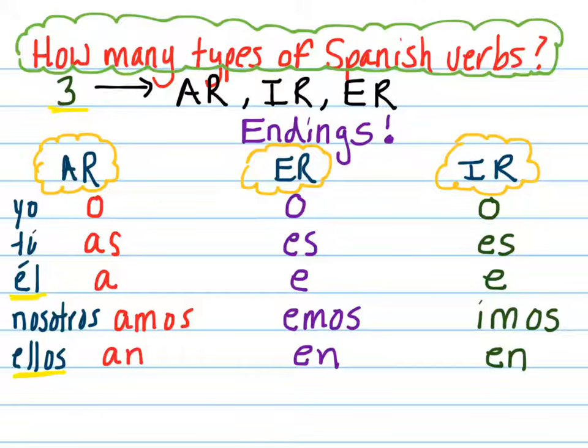Okay, and notice how similar all of these are in style. It's just the ER and the IR have E's. In fact, ER and IR are exactly the same, except for the nosotros form, which ER verbs have an E, and IR verbs have an I. So that comes in really handy. Okay, so for ER, it's o, es, e, emos, en. IR verbs are o, es, e, imos, en.